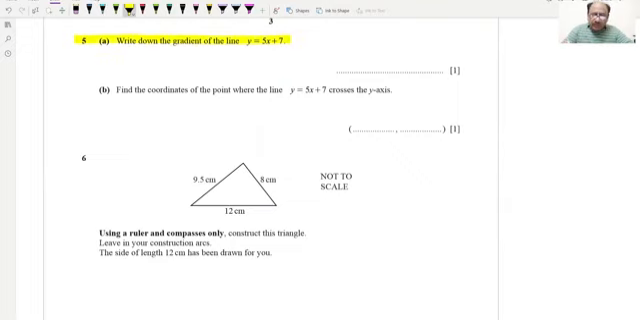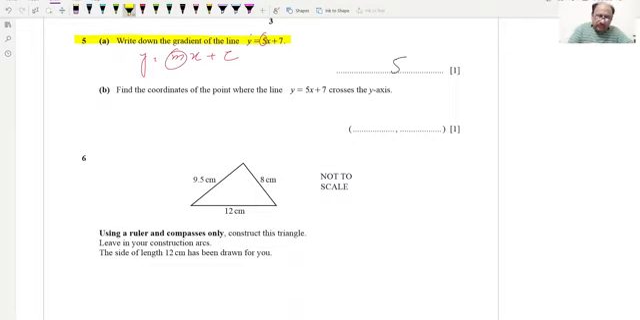Now we can move to question number 5, and question number 5 says write down the gradient of the line y is equal to 5x plus c, and we know y is equal to mx plus c is the equation of a line in slope intercept form. So this is the slope, which in this case is 5, so we can write the slope as 5.